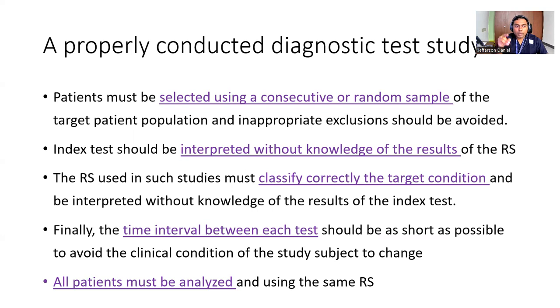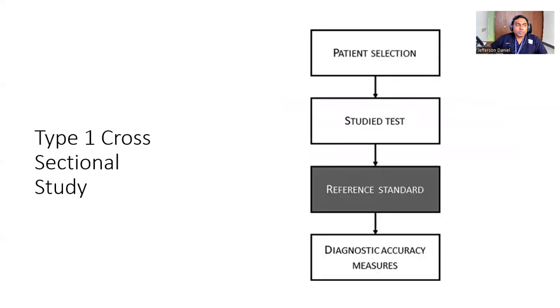Then all the patients must be analyzed using the same reference standard. You cannot have test A, GeneXpert, using culture and test B using LPA. Okay, both are different, right? So the same reference standard must be used. Sometimes the reference standard may include both, both LPA and culture. That's different. That's a composite reference standard. But otherwise, all patients and all tests must undergo the same reference standard.